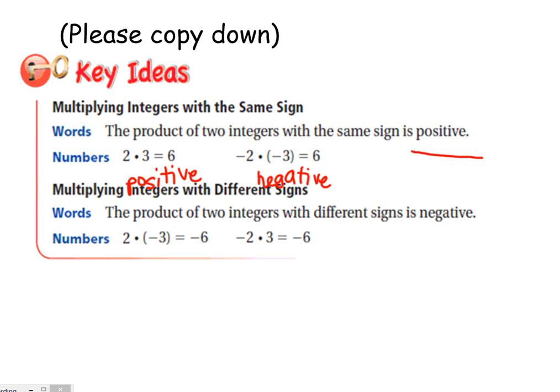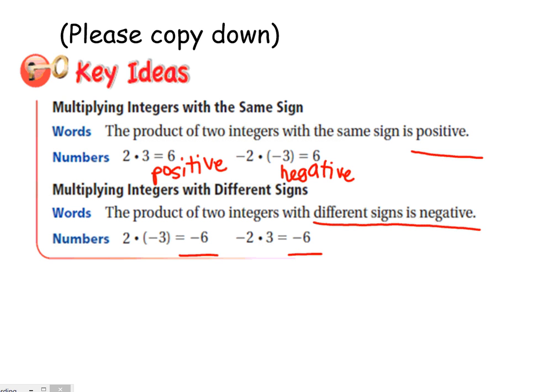Now, when you're multiplying integers that have different signs, then your answer will be negative. For example, 2 times negative 3 equals negative 6. Negative 2 times positive 3 equals negative 6. So when they have different signs, your answer is negative. Please pause the video and record this in your notes.